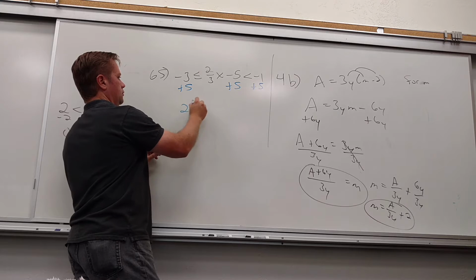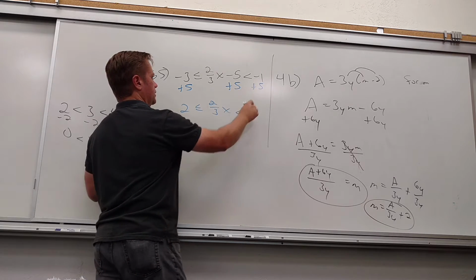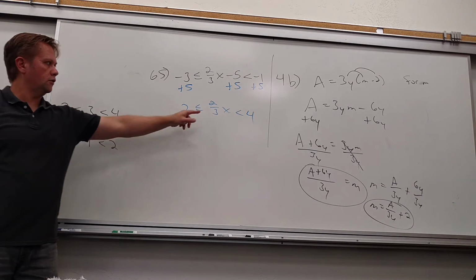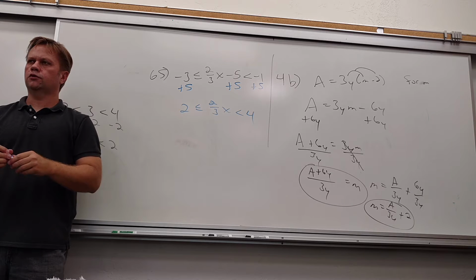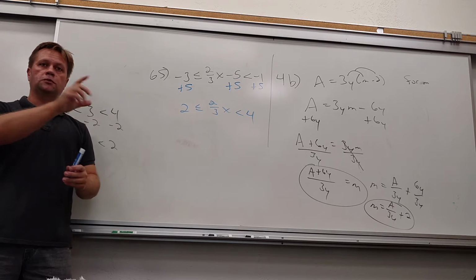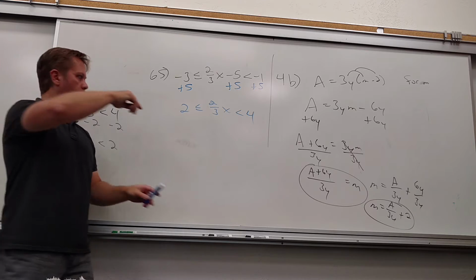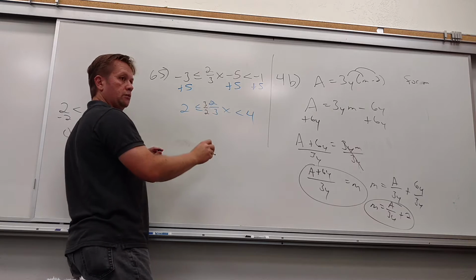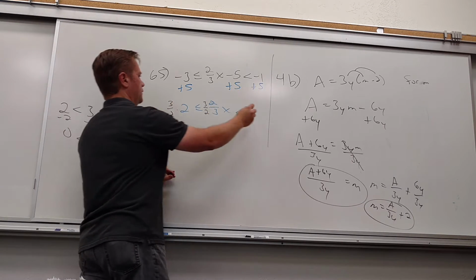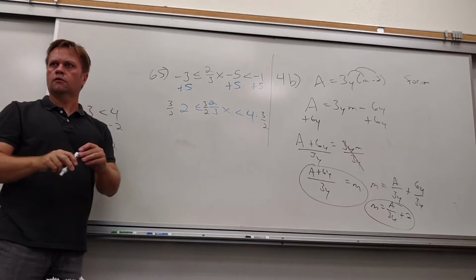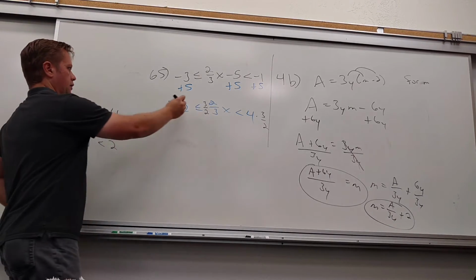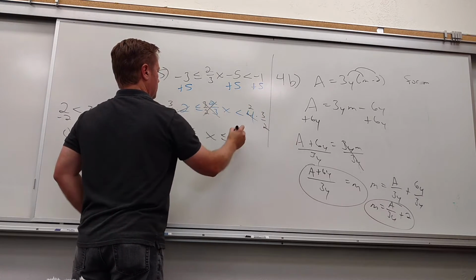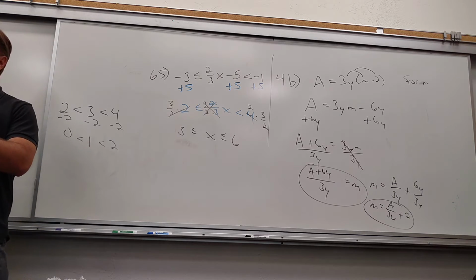So you get 2 less or equal to 2/3 x less than 4. And now, how do I kill that 2/3? Who knows? Yeah, multiply by its reciprocal. Because I want to multiply by 3 and divide by 2. So I'll multiply by 3 and divide by 2. That's its reciprocal. So multiply everything by 3/2. Cool. So you'll get 3 less or equal to x less or equal to 6. And then you can graph that.